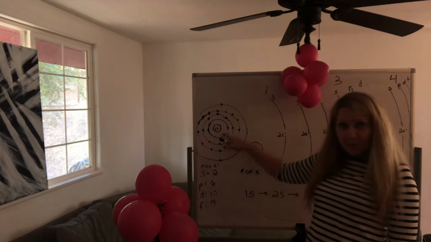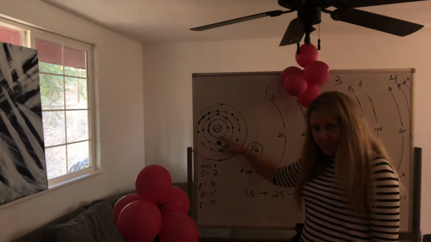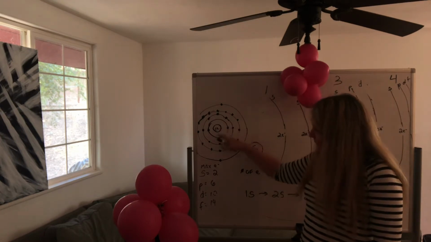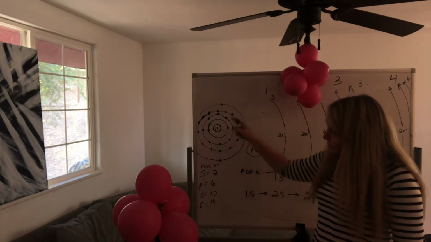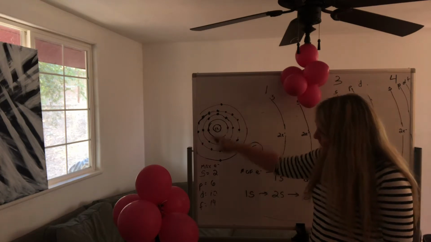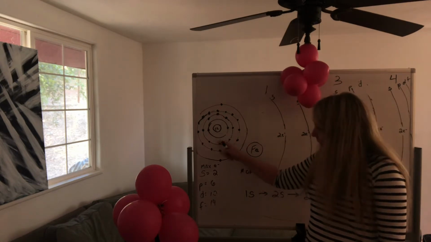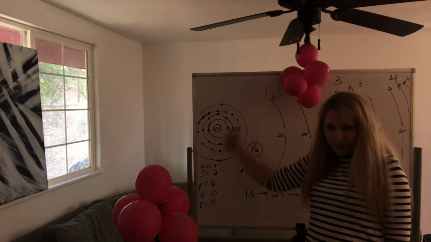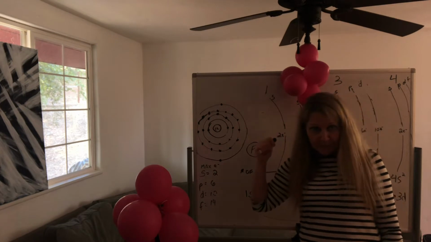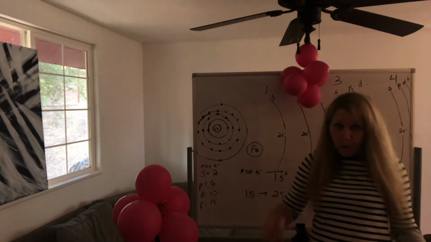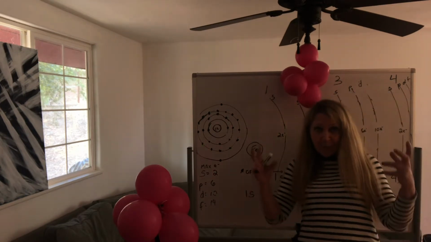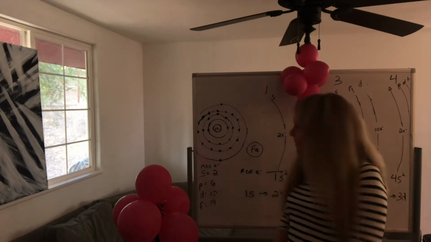The energy level closest to the nucleus has the least amount of energy. Second energy level, third, fourth. So here I have 4 energy levels. As you go outward, the energy increases. Now the energy levels are divided up into sub-levels.